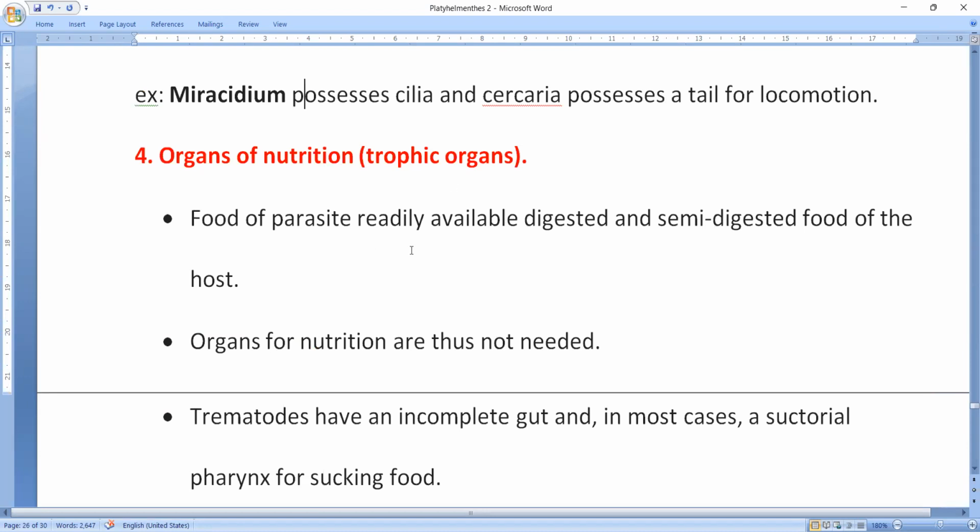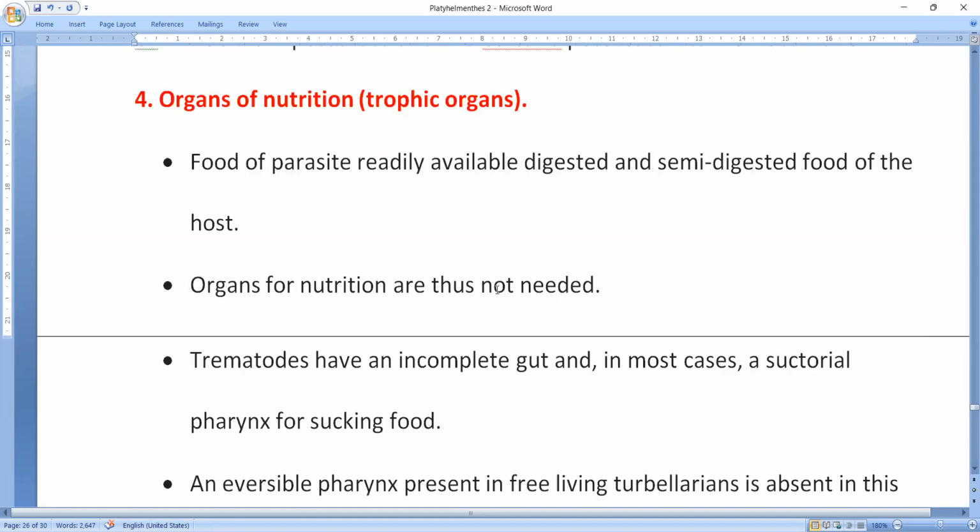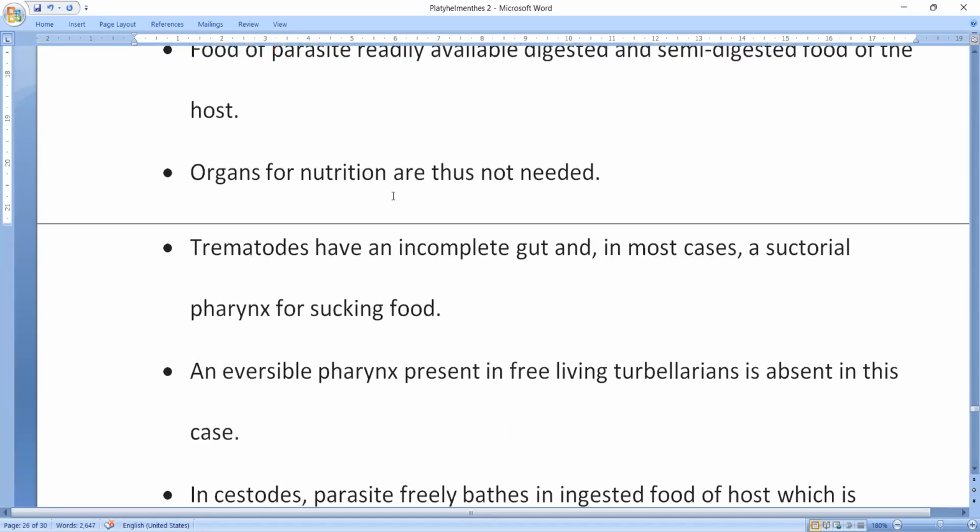Okay, so generally, most of what we call the helminth parasites don't need the digestive system or mouth-like organs, because they absorb completely digested or semi-digested food through their body surface. So organs for nutrition are thus not needed for most of the parasites.